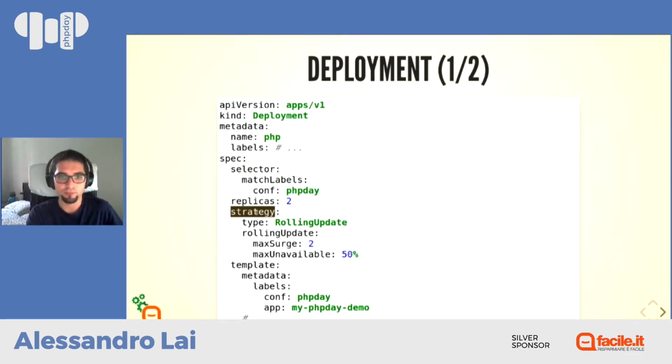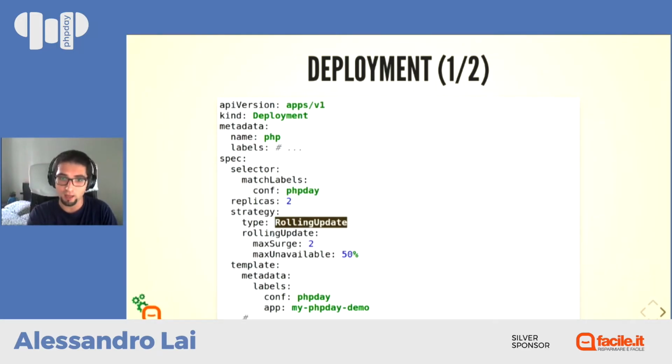Then you have a strategy. The strategy is the way that the Kubernetes orchestrator changes the pods for you when scaling or when deploying a new version of your application. So you have a type of strategy. The main two are rolling update and recreate. Recreate, we just delete everything and recreate from scratch. It's not useful for an always available application. So rolling update is the most common.